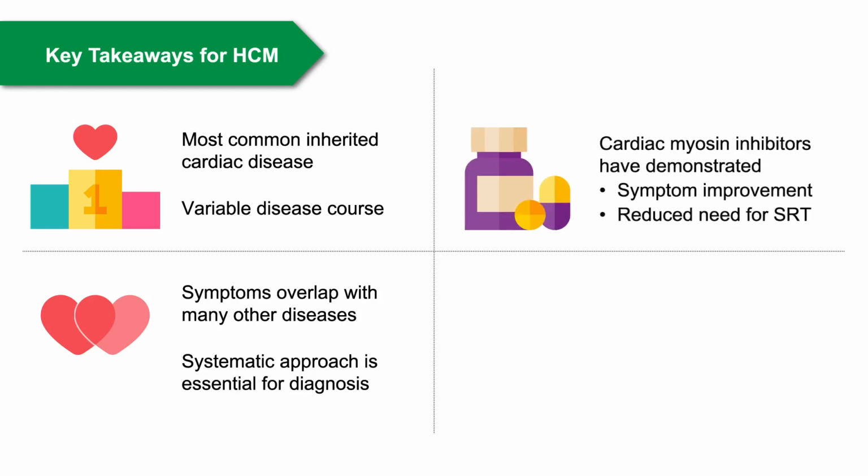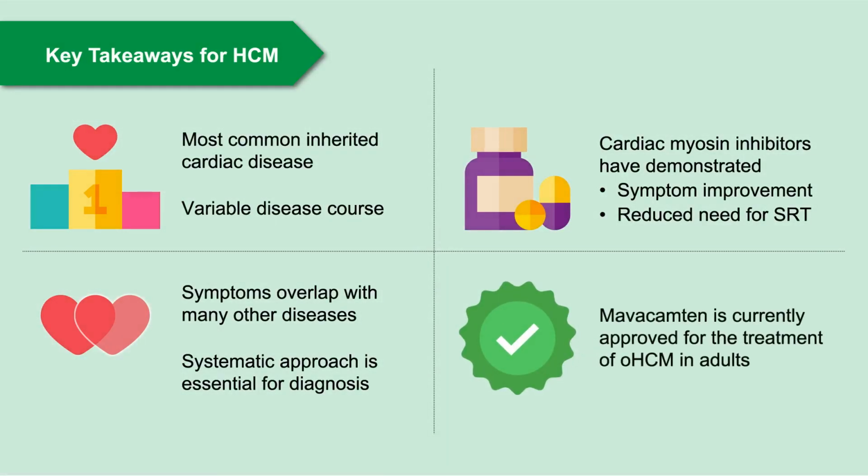Cardiac myosin inhibitors have been shown to have significant beneficial effects for patients with obstructive hypertrophic cardiomyopathy. And the first-in-class mavacamten is currently approved for the treatment of obstructive hypertrophic cardiomyopathy in adults.